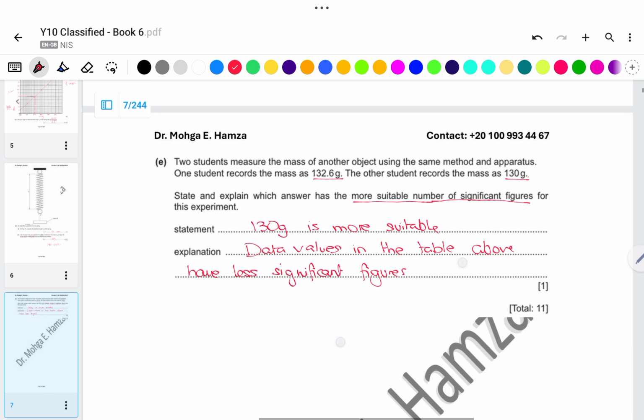Perfect. That's all for today, and that's how you guarantee that you get 11 out of 11 in this question.